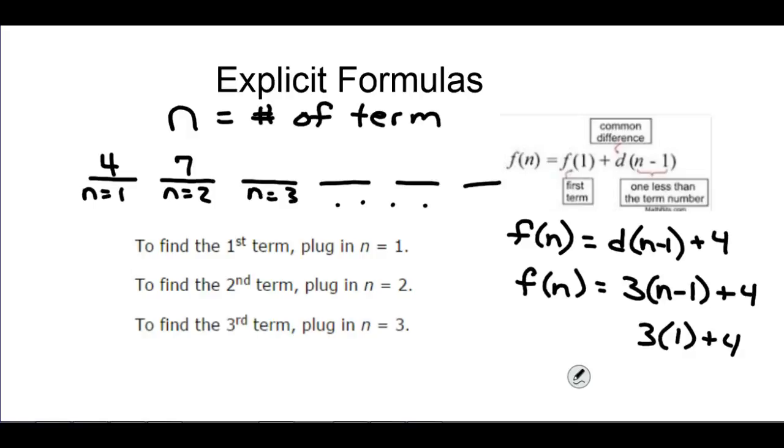Now, what I want you to get out of this is that if you have to find the terms in the explicit formula, you can just plug in n equals 1 for the first one. And you can just plug in n equals 2 for the second. And n equals 3 for the third. So there's nothing hidden about it. I don't have to know what the second term is to find the third one. I just need to know what the equation is.